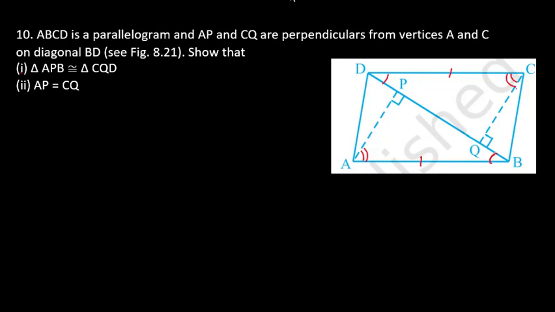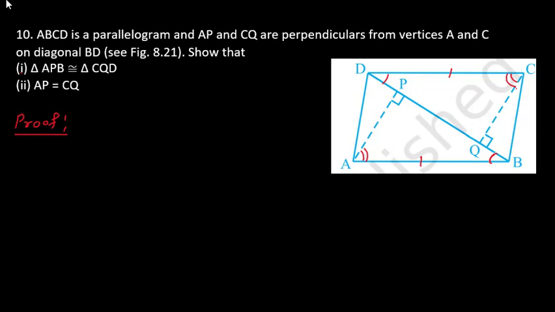So I have told you that one criterion is the angle side criterion. By that we can prove that triangles are congruent. So angle Q equal to angle P, then angle D is equal to angle B, and then side DC is equal to side BA. So by angle side, these two triangles we can prove congruent. Again, given and to find, I leave to you. Okay, I will start with the proof.